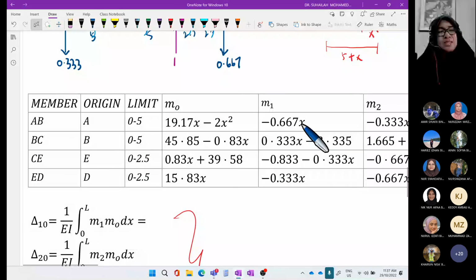Kalau you rasa tak comfortable for BC and CE, you still nak choose A as origin, you still nak choose D as origin, you just can continue, doesn't matter. Tapi kena careful dengan limit pula. So yang saya bagi contoh hari ni, when we set limit semua from 0. That is why kita dapat yang macam tadi lah. So retry. Check balik mana-mana equation. If all the moment equation are correct, so we should get the correct answer. Okay, so I think I have to stop now.